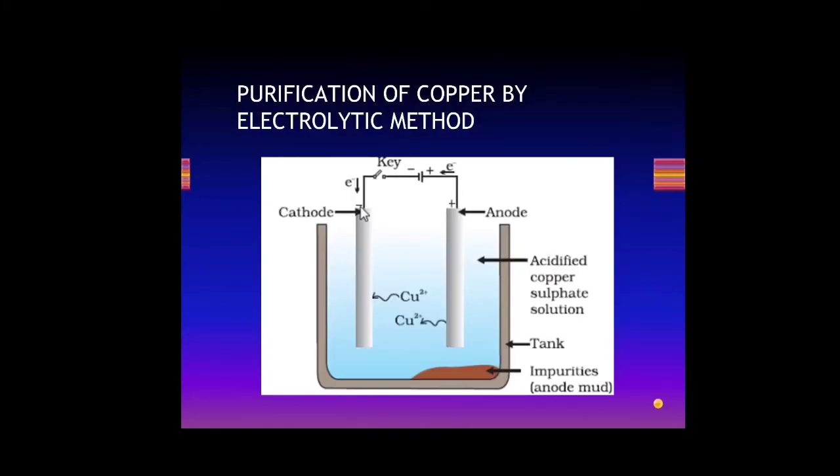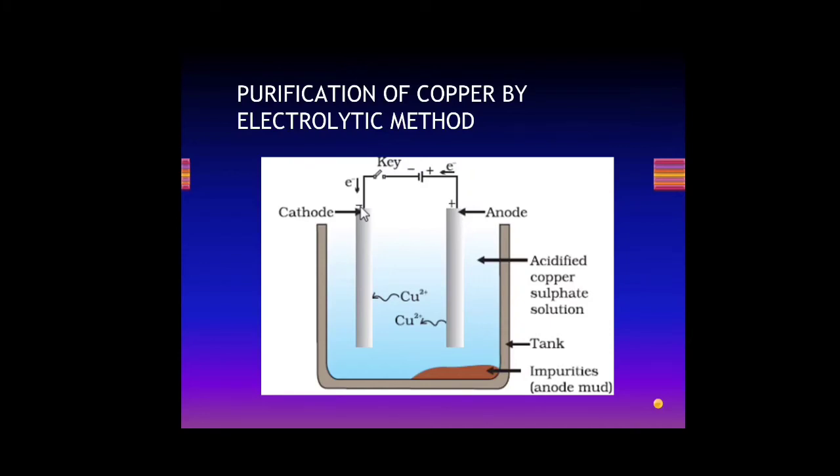The next use of electrolysis is purification, that is refining of metal. If you want to refine a metal, again the metal to be refined has to be kept on the anode, and we will get a pure metal on the cathode. So you start with a copper rod on the cathode, and you take the anode which is impure copper, and you will have to have a solution.